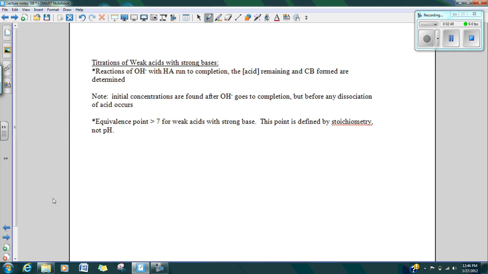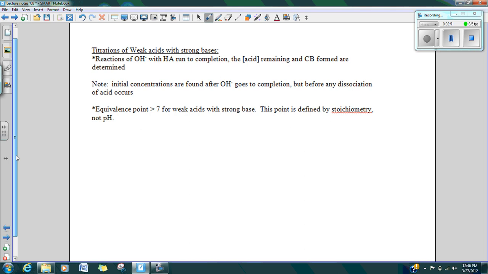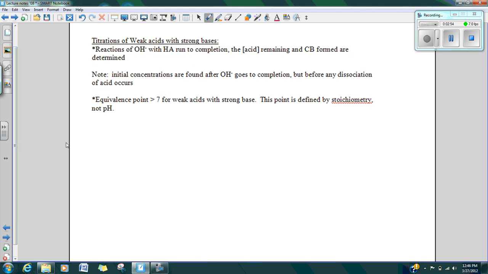Now we're going to take a look at the difference when we have a weak acid with a strong base. Some points it wants you to know: I have a reaction of OH, so I'm adding my base to a weak acid, and it's going to run to completion. Just like we talked about before, this OH is going to run to completion. This acid is going to continue to dissociate until there aren't any more hydrogen ions that this hydroxide has an affinity for. Then the acid remaining and the conjugate base formed are determined, and that's when I can start measuring my pH. So the initial concentrations are found after this goes to completion, which is what we did on every single step of our last titration, before any dissociation of an acid occurs.